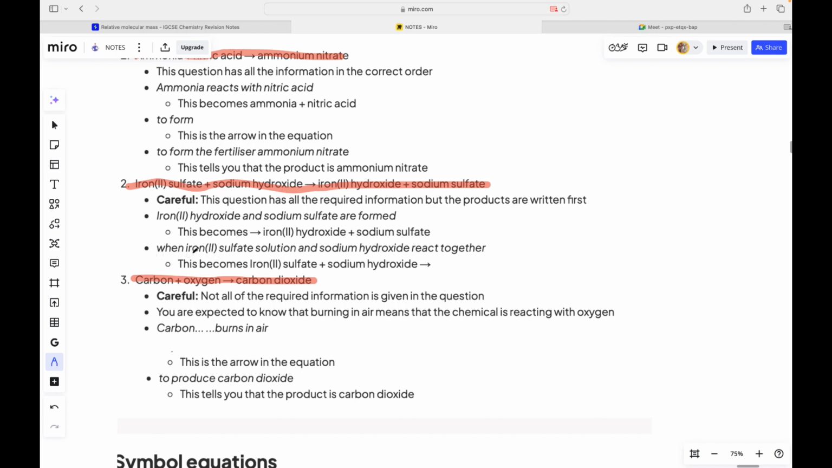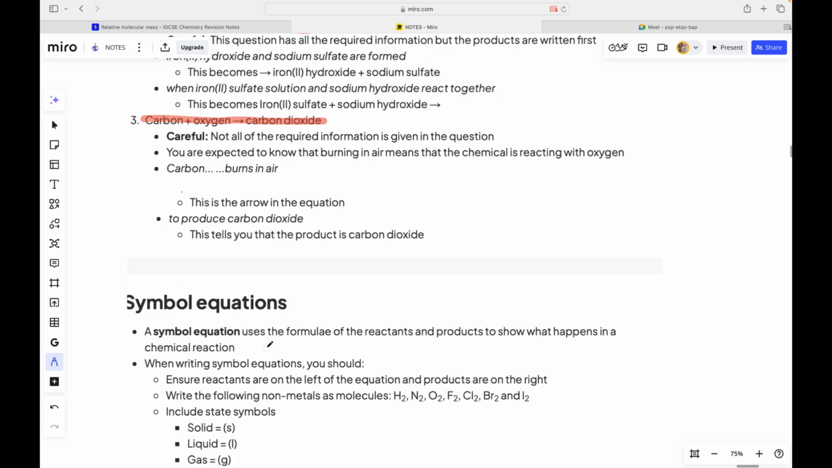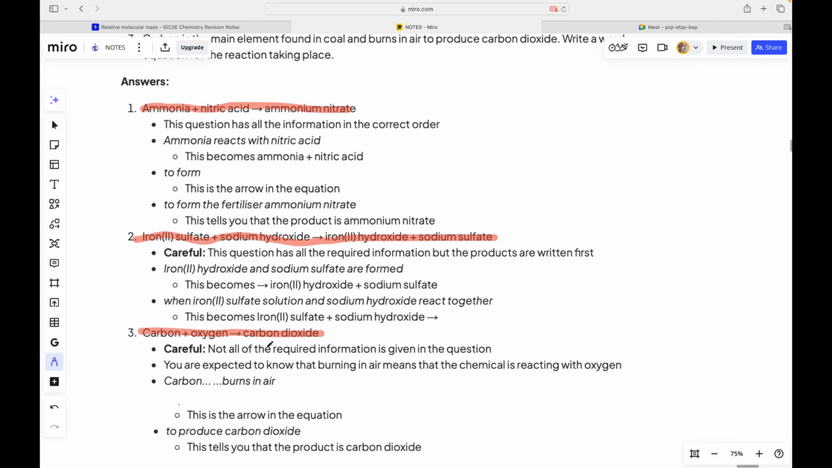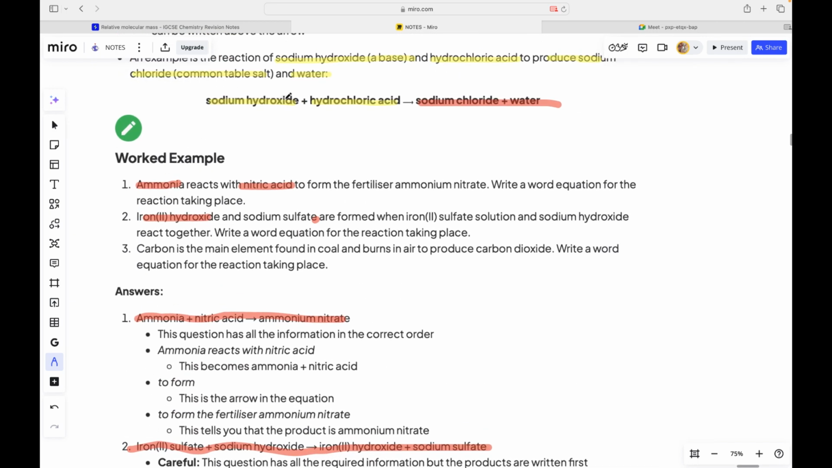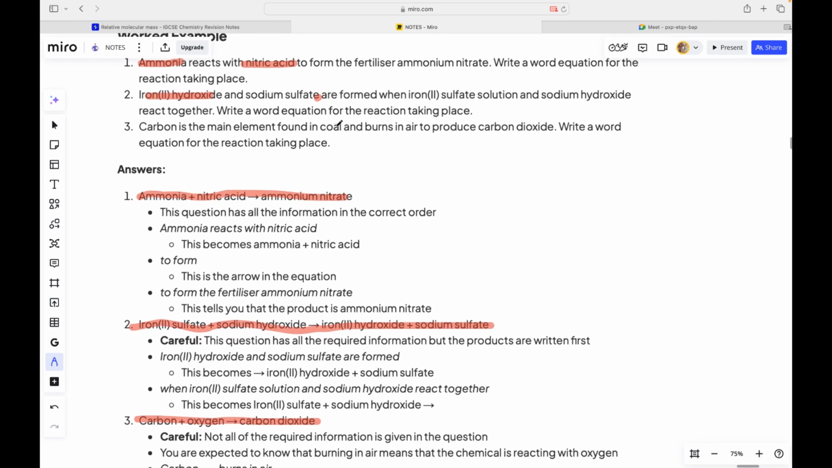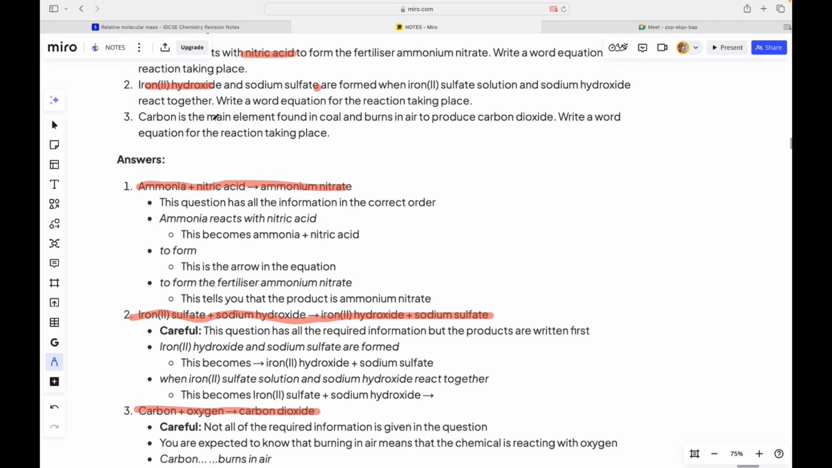Then another scenario we can have is when carbon reacts with oxygen. You burn carbon in oxygen or air, you get carbon dioxide. These are word equations. We gave about 4 word equations: the very first one, then an additional 3. Carbon is the main element found in coal and it burns in air to produce carbon dioxide. Carbon burns in air to produce what? Carbon dioxide.